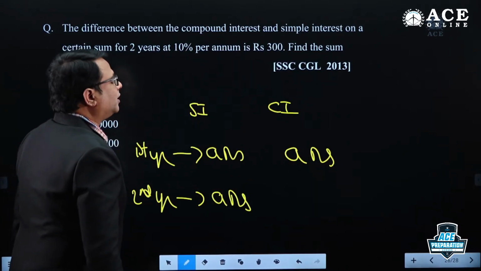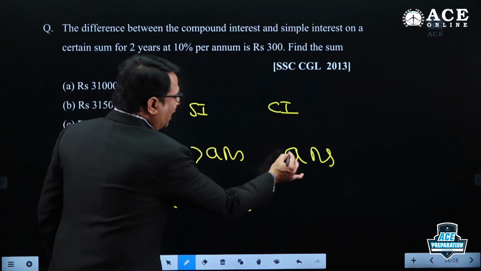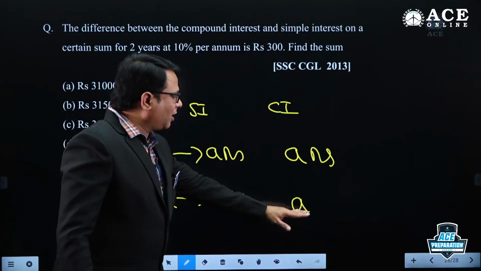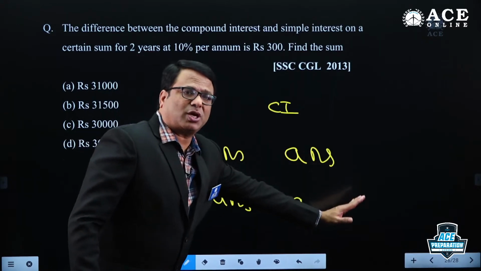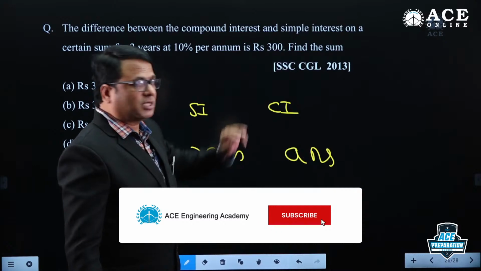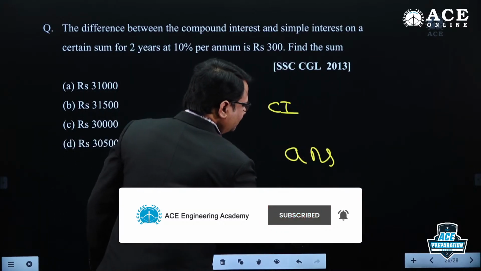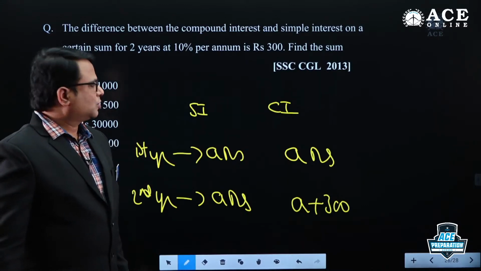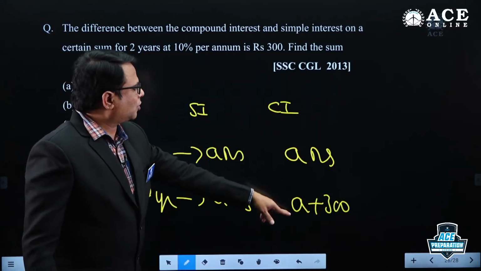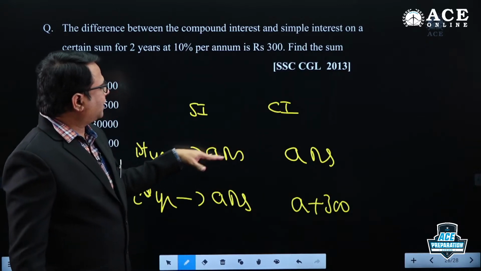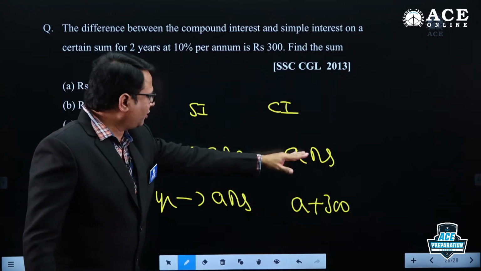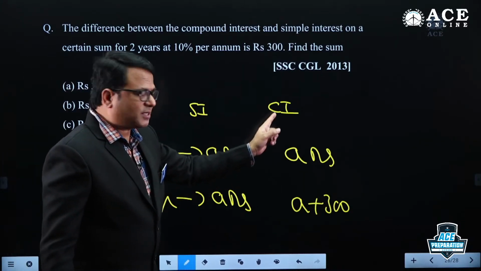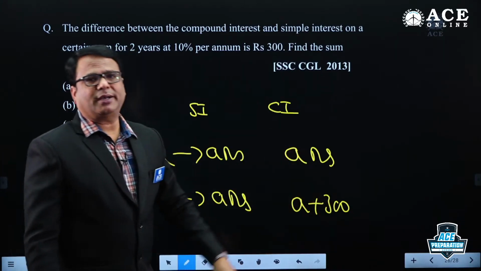Then what is the compound interest for the second year? In the second year this A will repeat, plus you will get some extra money. And what is that extra money? It is given, 300. So the difference between simple interest and compound interest is 300. So simple interest and compound interest are both the same for the first year, and compound interest for the second year is A plus 300.